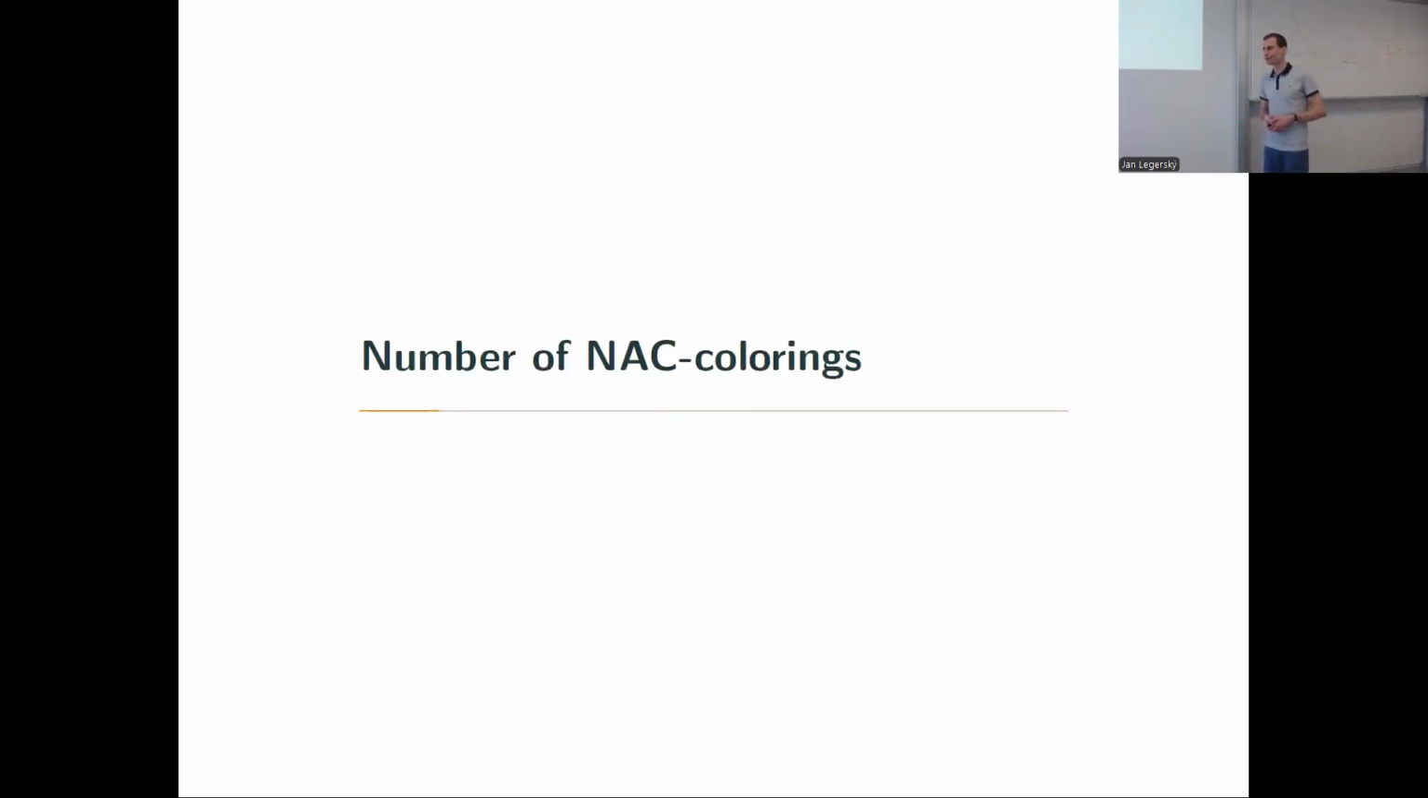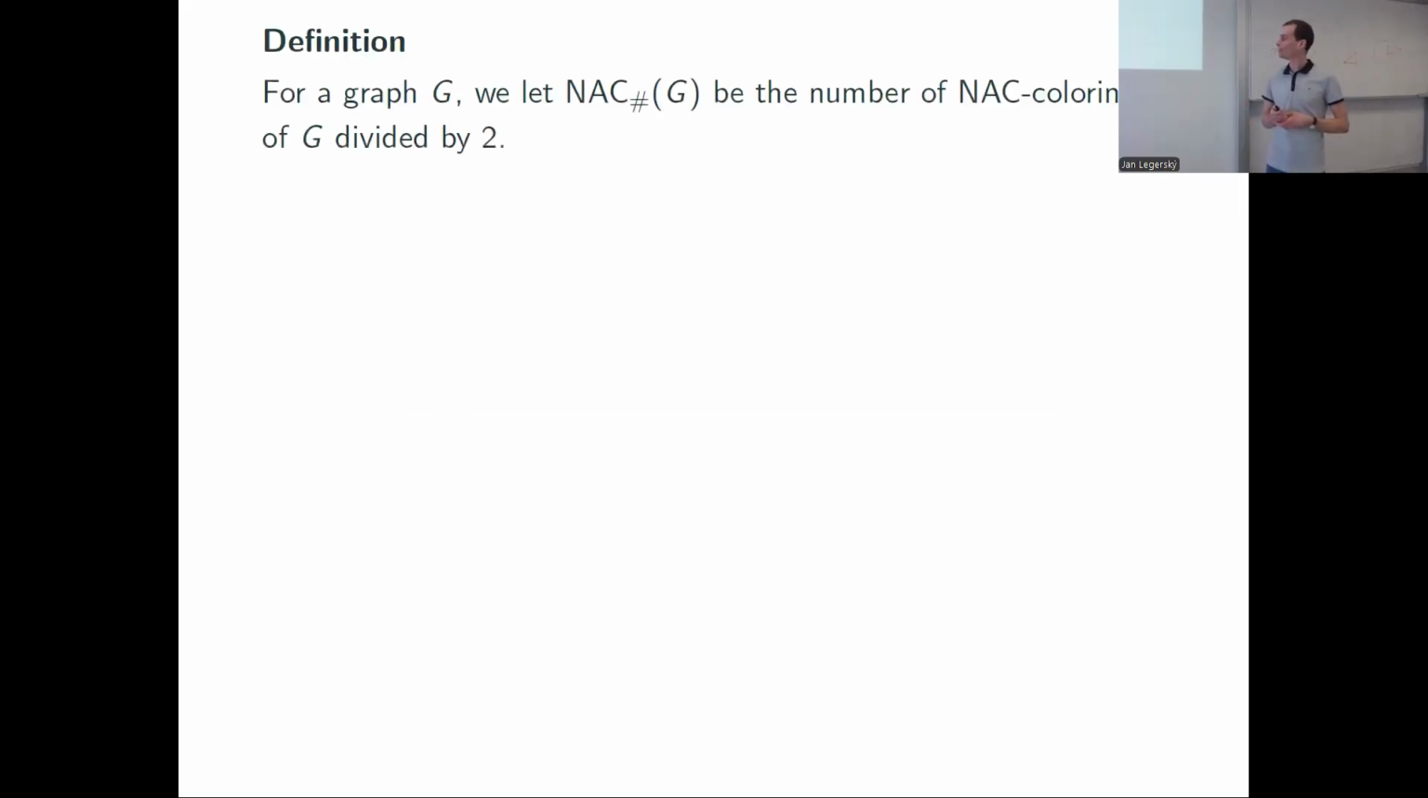So that was the relation with stable cuts, and another topic we focused on was to count the number of NAC-colorings for some specific graphs or to give some bounds. The first thing we do is, because you can just swap red and blue, we decided to count NAC-colorings divided by 2, because swapping the colors doesn't really change the NAC-coloring. So by the number of NAC-colorings of G, I mean modulo swapping colors, so I divide by 2.